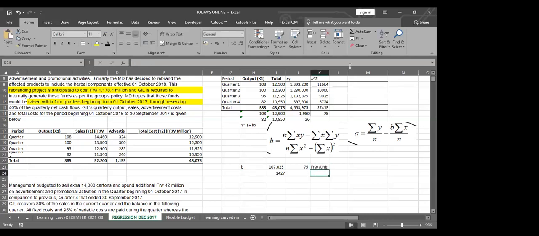So it is the variable cost component. But I can find fixed. Fixed is A. A is computed as the average between summation, which is calculated as summation of Y, which is this one here, divide by, yes, please.